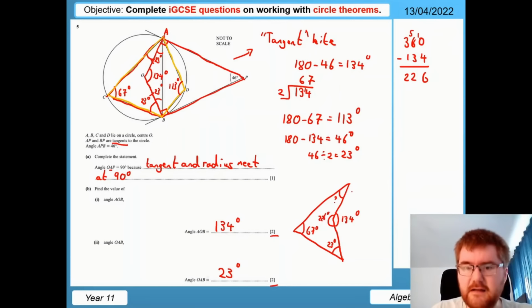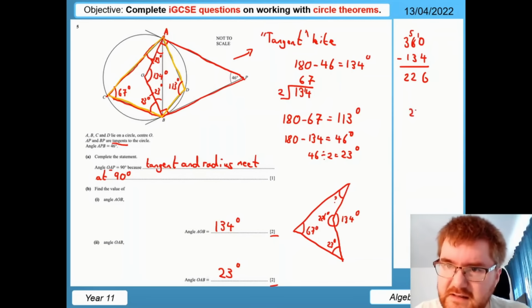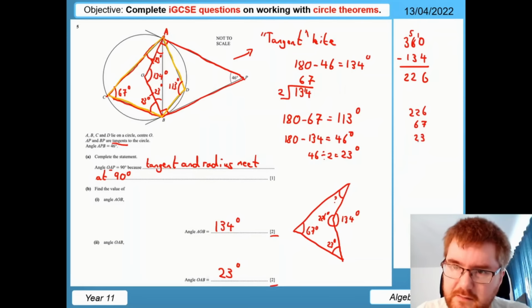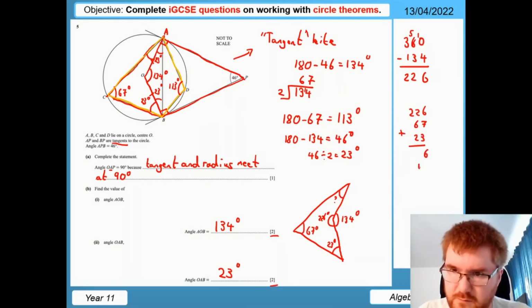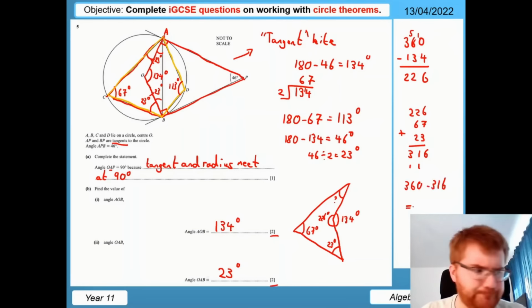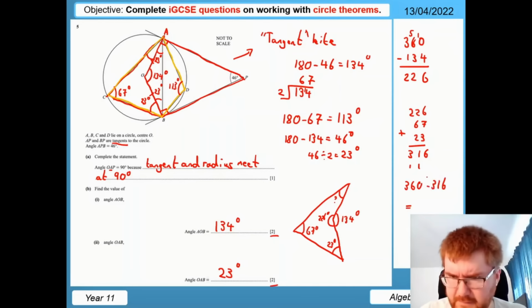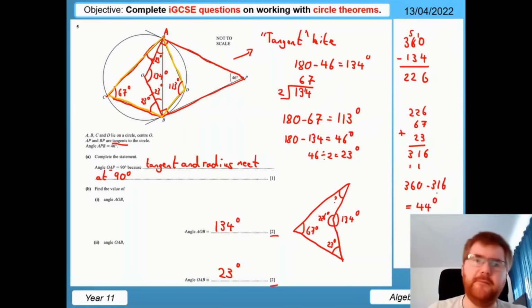226. And then angles in a quadrilateral add up to 360. So if I just add together 226, 67, and 23, I get 316, and then to work out the missing angle, I just do 360 minus 316. And that's going to get to my answer of 44 degrees if I take that away.